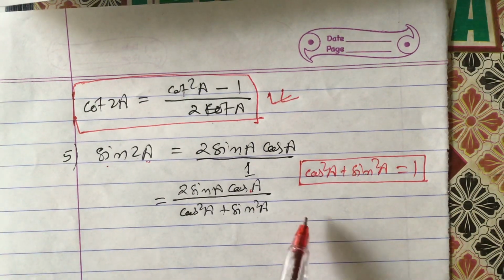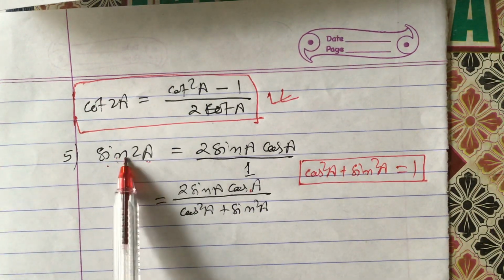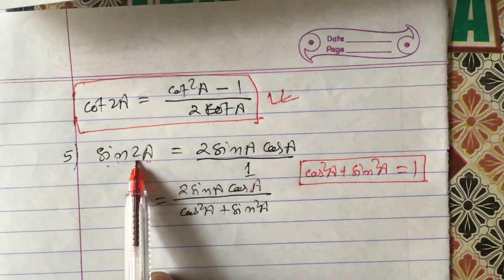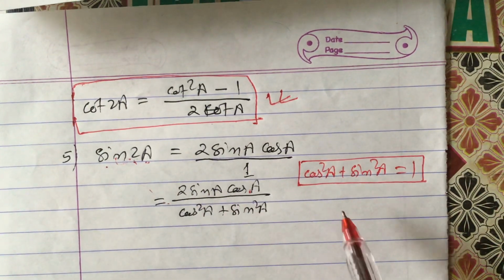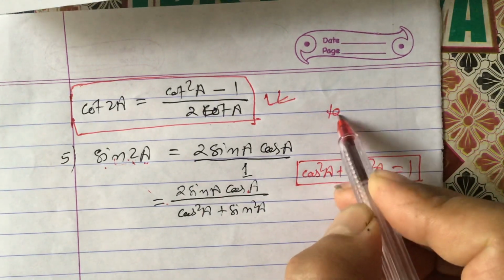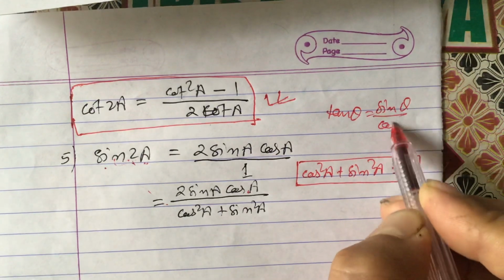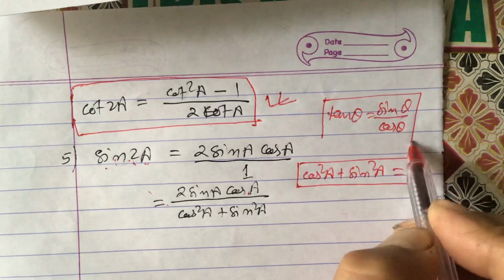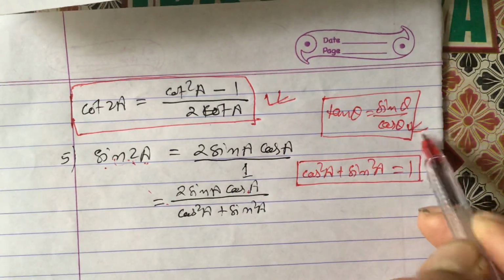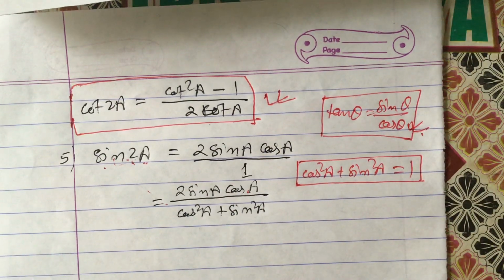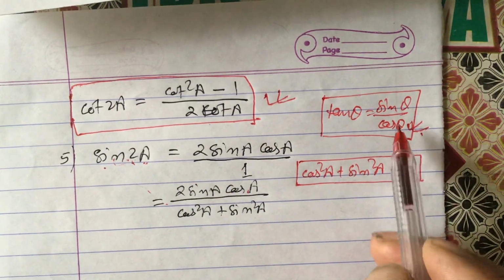Sometimes you will be given the question like this: express sin 2A in terms of tan. So what we will do here? To express sin 2A in terms of tan, we need to get tan. But tan means what? Tan theta is sin theta divided by cos theta. So we need cos theta in the denominator. Then only we can convert in tan. We need cos theta here.